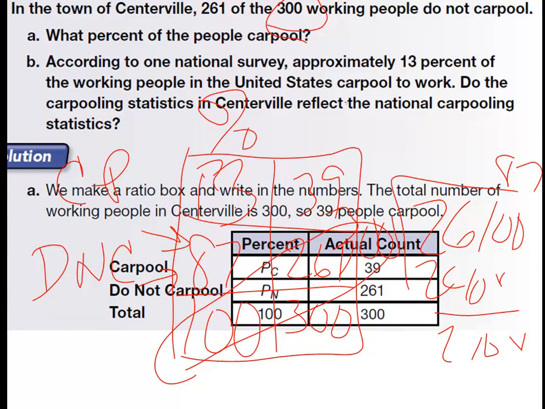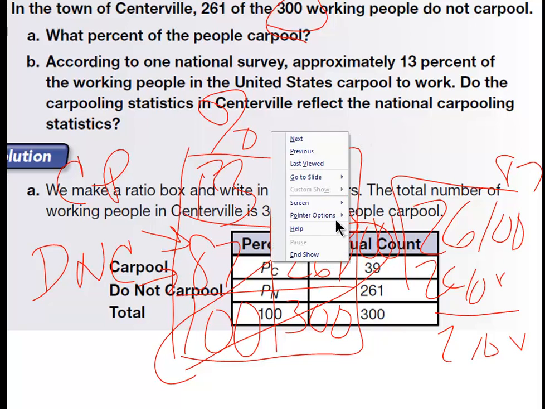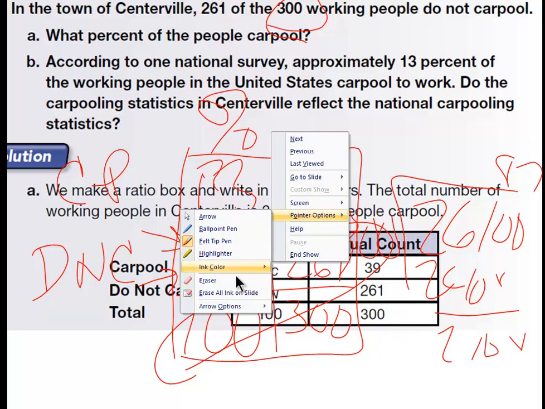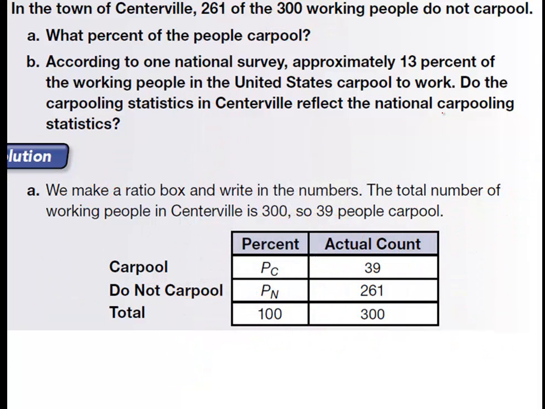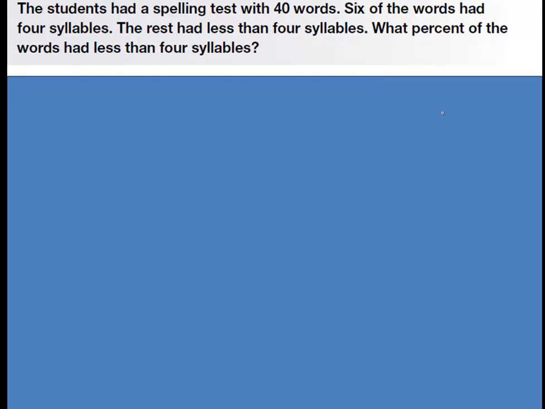Okay, so let me erase that so you can see what's going on here. All right, so this shows the things that we set up, the 39, the 261, we got that right, and then it wanted to know the percentages. So we absolutely did that one right. All right, so let's go on and do another one.